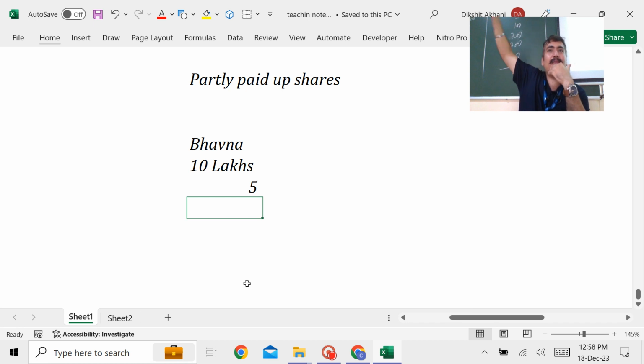Anytime there can be calls from the company to pay remaining 5. So guys, remaining 5 on each share, she is holding 10 lakh shares. So 10 lakhs into 5, 50 lakhs rupees liability. Even if the company is dying, you have to pay. So as being the normal human being, what you will do? Definitely you will try to shift this burden on somebody else's shoulder.